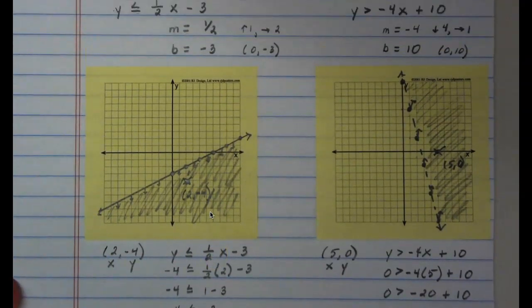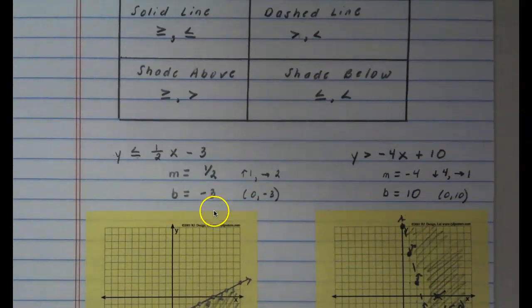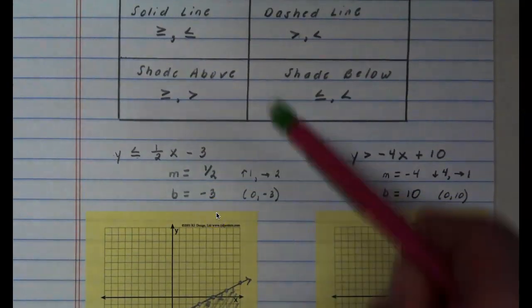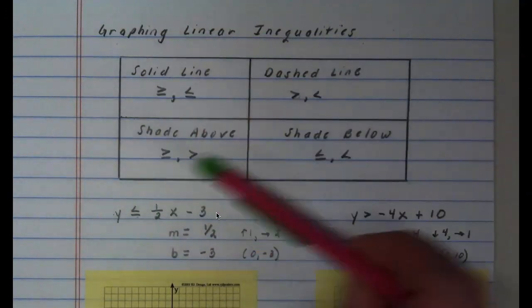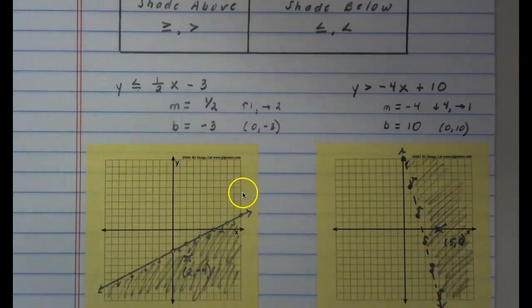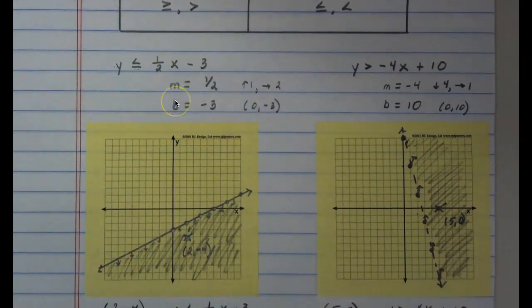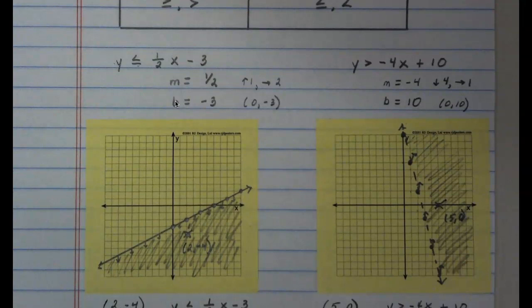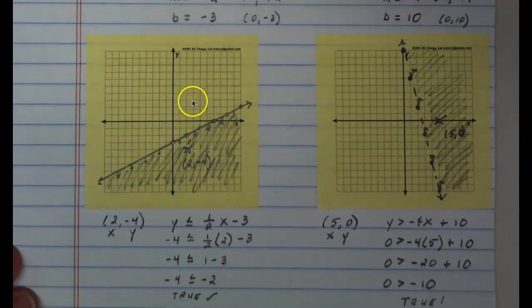My recommendation for you is to make sure that you know this table here at the top, to make sure that you're getting all of the correct properties, the lines, and below and above, and that you know how to identify the slope and the y-intercept so that you can plot lines properly. And then you can always check your work by taking a test point, plugging it in, and solving to see if it creates a true statement.